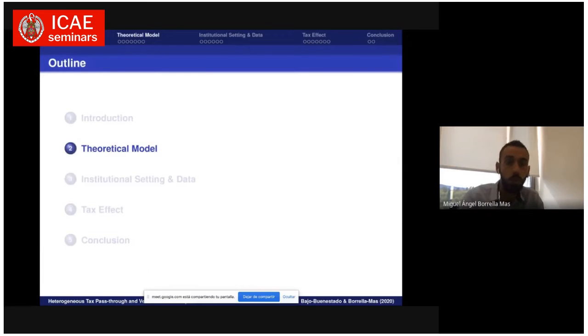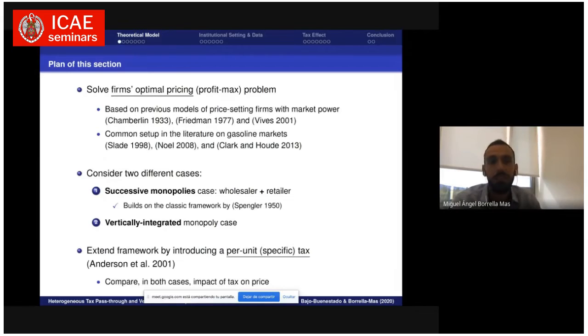Okay, so we move to the theoretical framework. One clarification here, I'm the empirical guy, as Marcelo knows very well. So this model was developed almost 100% by Raul, but I will try to do my best to explain it in an easy way.